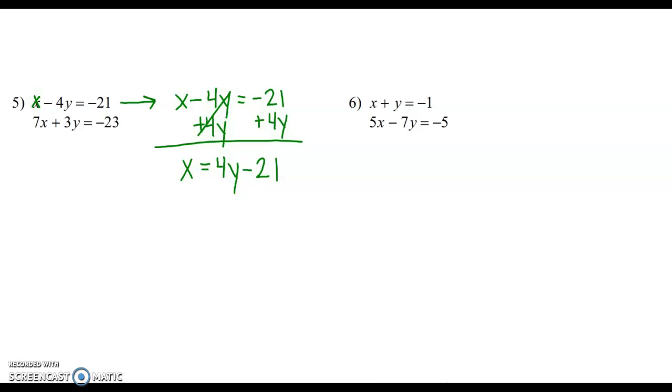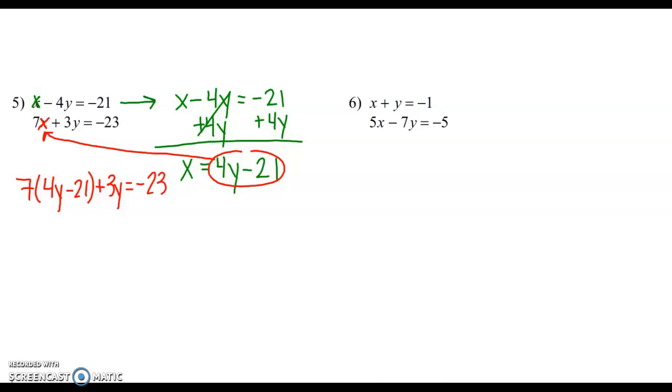So now that I know that x is 4y minus 21, I would substitute the 4y minus 21 in for x in the bottom equation. So I have 7 times x is now 4y minus 21, still plus 3y equal to negative 23. I distribute. 7 times 4y is 28y. 7 times negative 21 is negative 147. Still plus 3y, still equals negative 23.